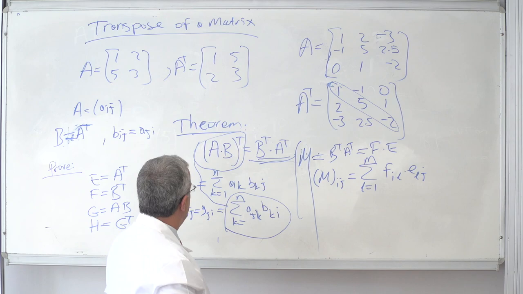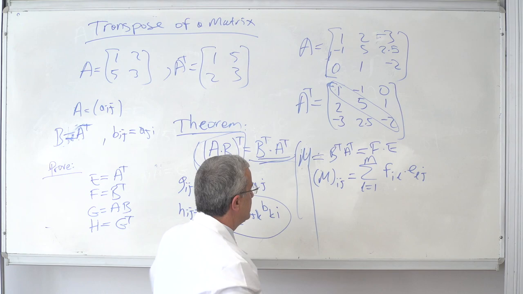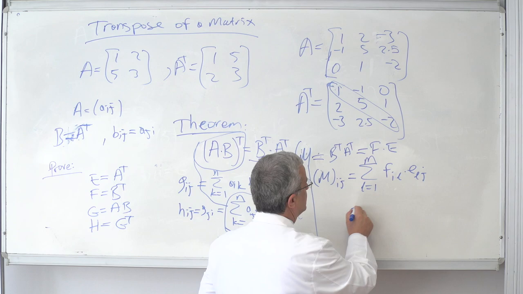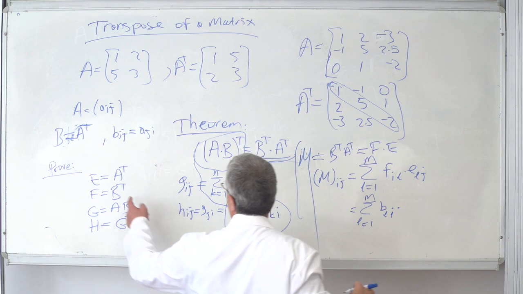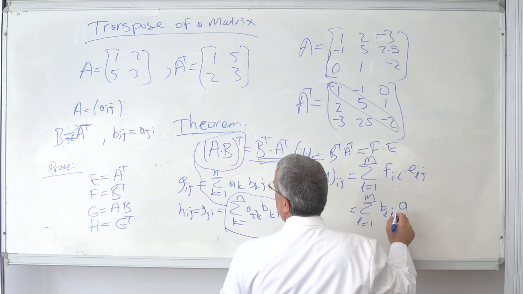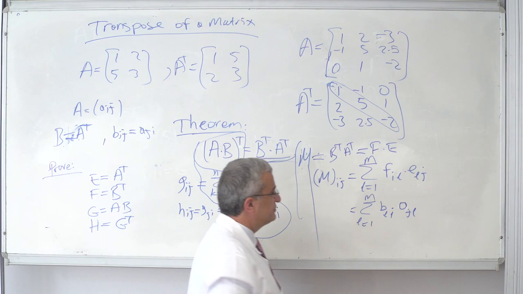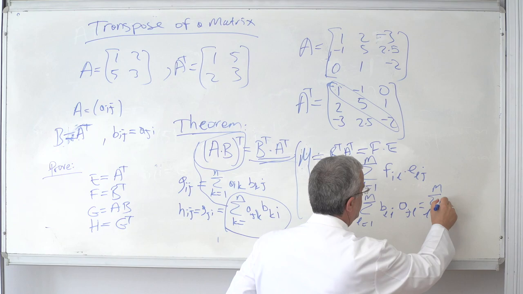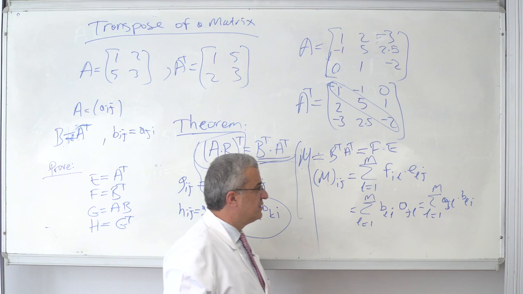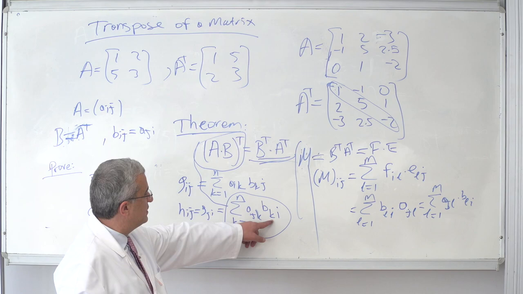And what is F_il? F was the transpose of B, right? So this is sum over l from 1 to m. F is B, so that is B_li, times E, which is the transpose of A, so this is A_jl. Okay? In other words, you just interchange this: sum over l from 1 to m of A_jl times B_li. It's the same thing, just the dummy variable name is different.